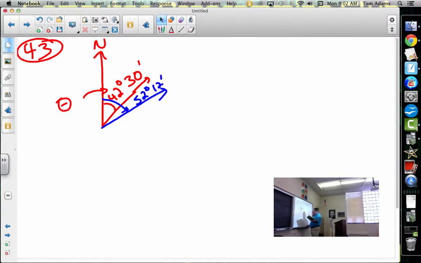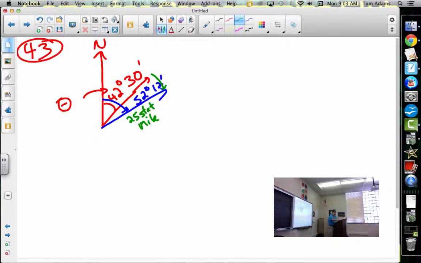And what they want us to figure out, and you have two boats here, is the distance away from each other, the boats. Okay? When both of them are 25 statute miles away from their starting point. Okay? Does that make sense? So now how would you solve that? It's very similar to the problem we just finished. Does anybody have any ideas?